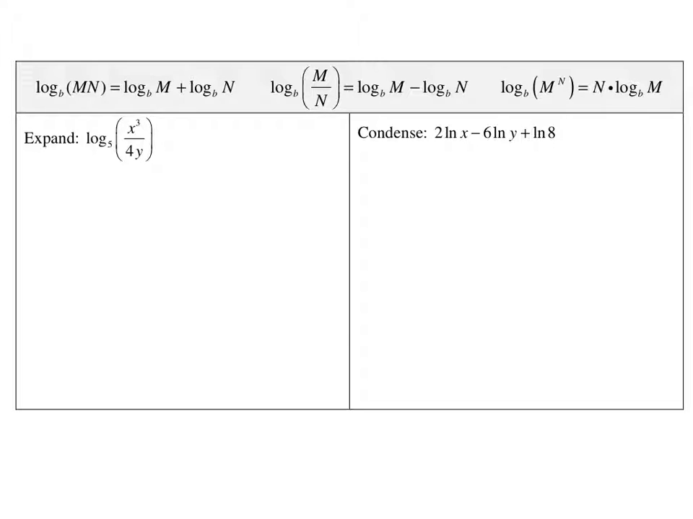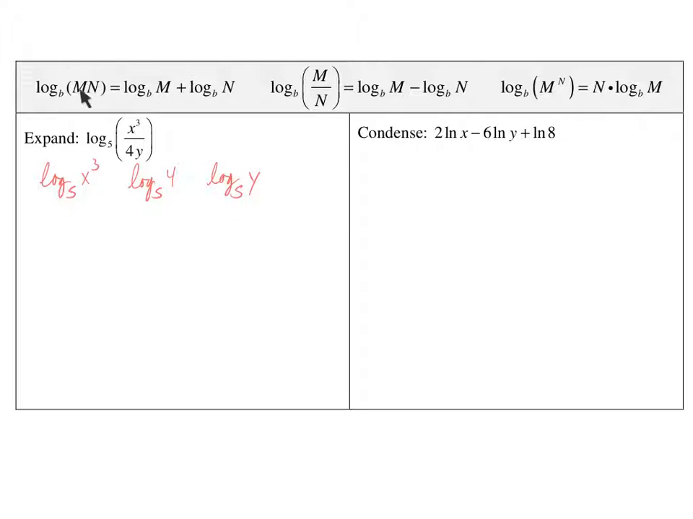These are important because on multiple choice tests, you might have an answer that's been expanded or condensed. It might have been changed. So to do this problem, I'm going to expand it. Do you see I have three things inside of the log? So I'm going to change this into three log base 5s. I have log base 5 x cubed, log base 5 4, and log base 5 y. So what I did is I took each piece and broke it up into three separate logs.